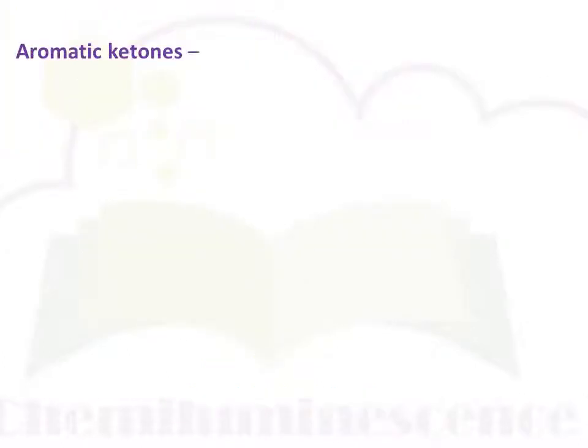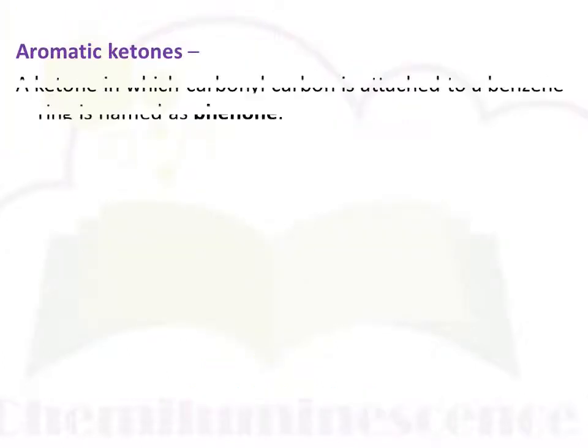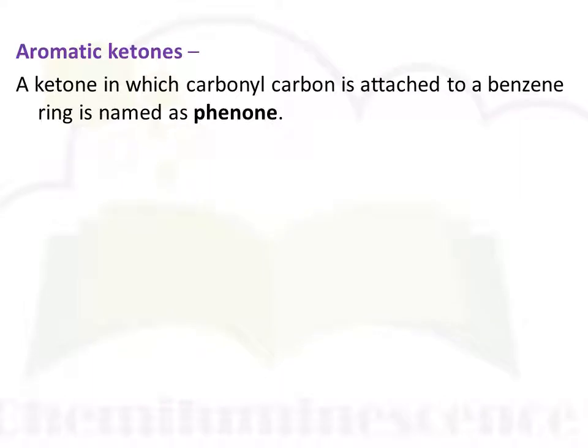Next we'll study aromatic ketones. A ketone in which the carbonyl carbon is attached to a benzene ring is named as a phenone. Let's see with the help of an example. That is, a ketone in which a carbonyl carbon is attached to a benzene is named as a phenone. That means this part is the phenone part.